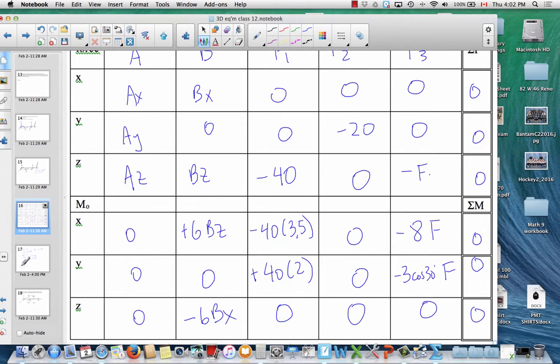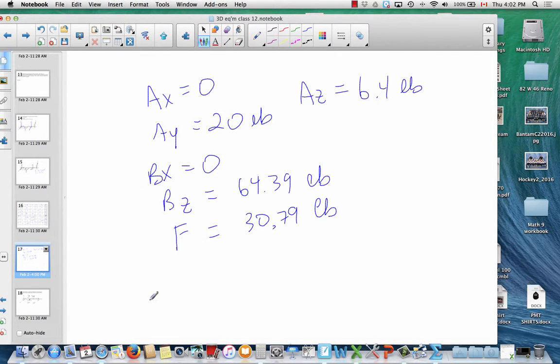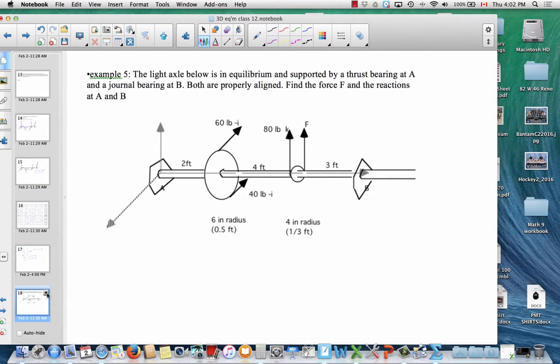And then check your answers. Okay, so again, we should be getting pretty good at this. Let's try just one more for today. Here we've got, again, a journal bearing and a thrust bearing. So we learned about those force diagrams. Then there's a couple of pulleys, and there's forces acting on the pulleys.